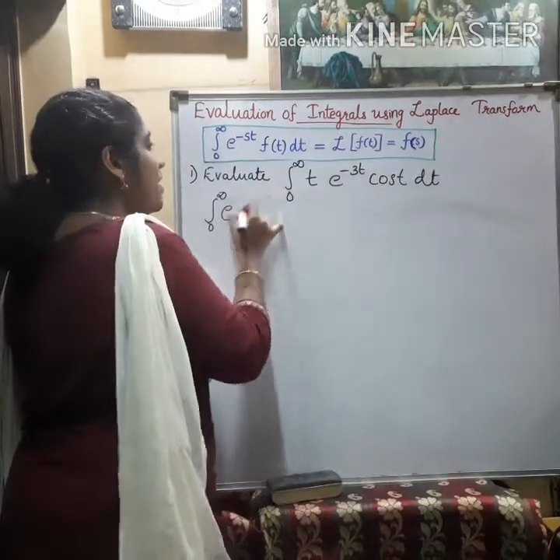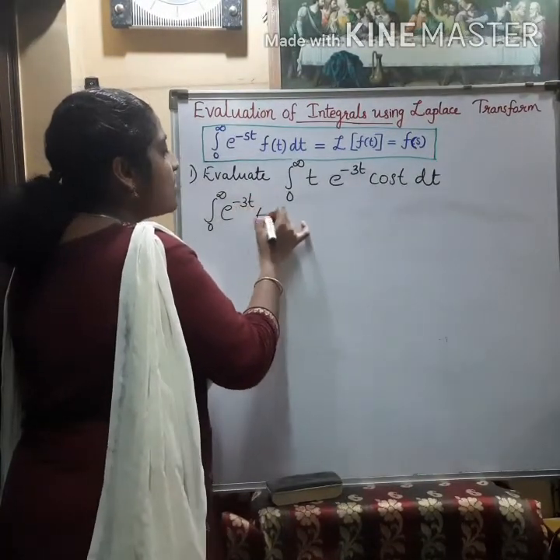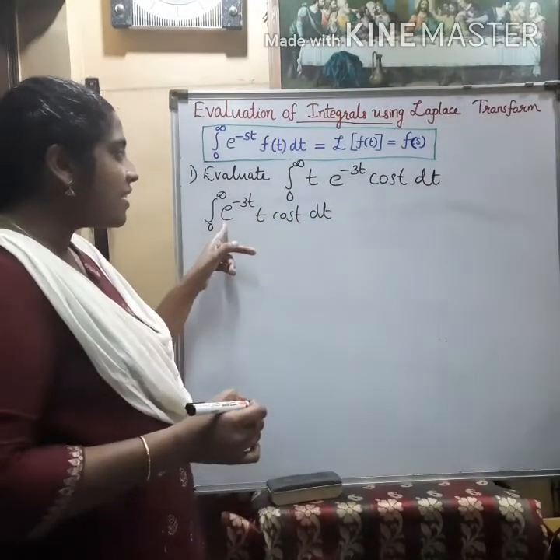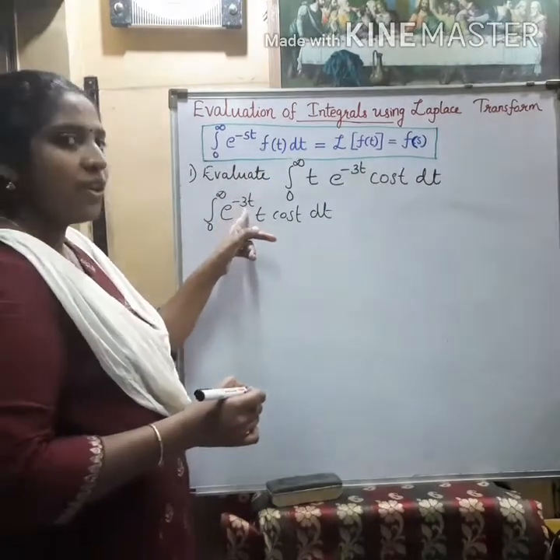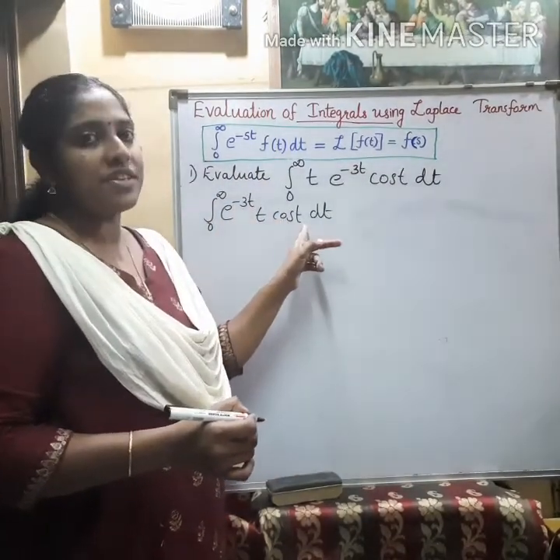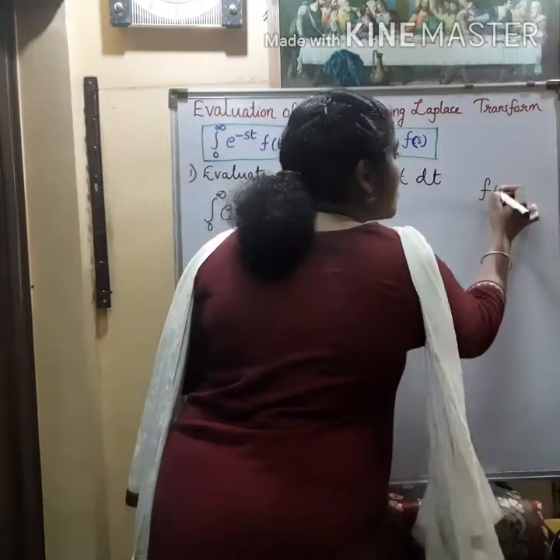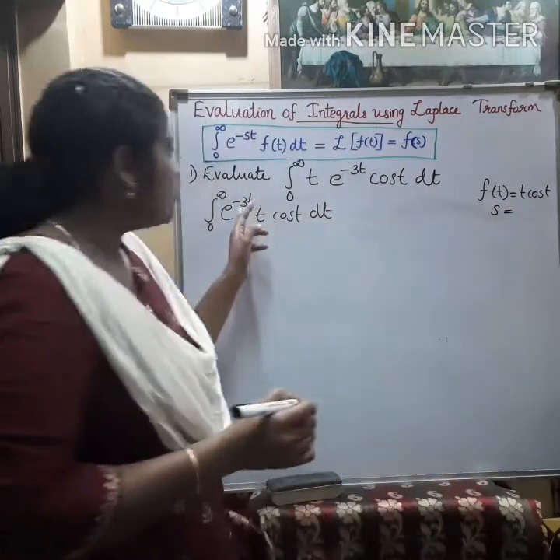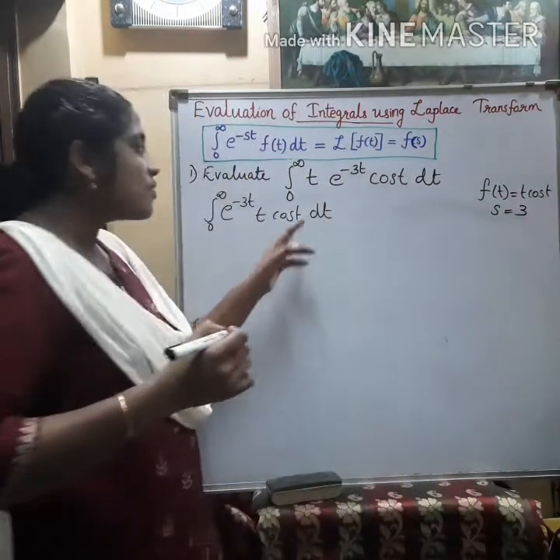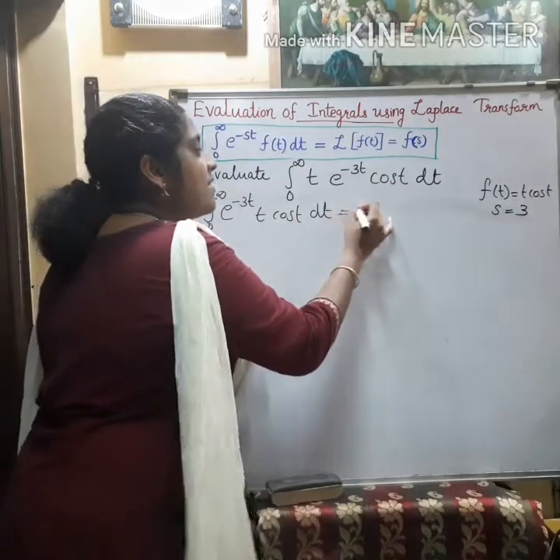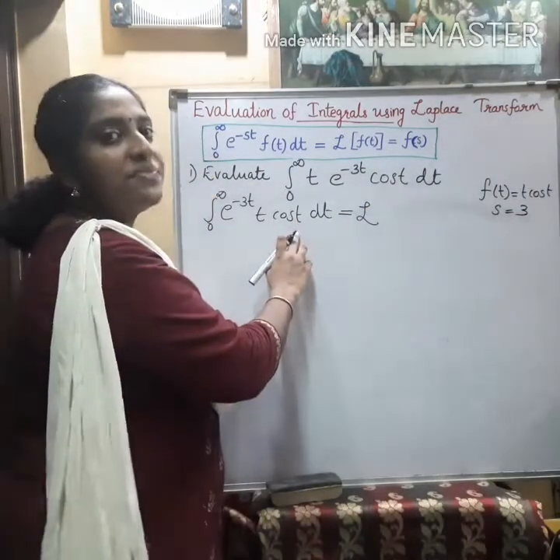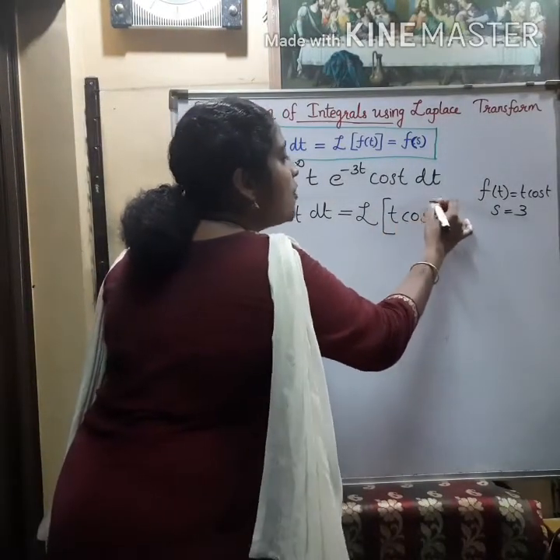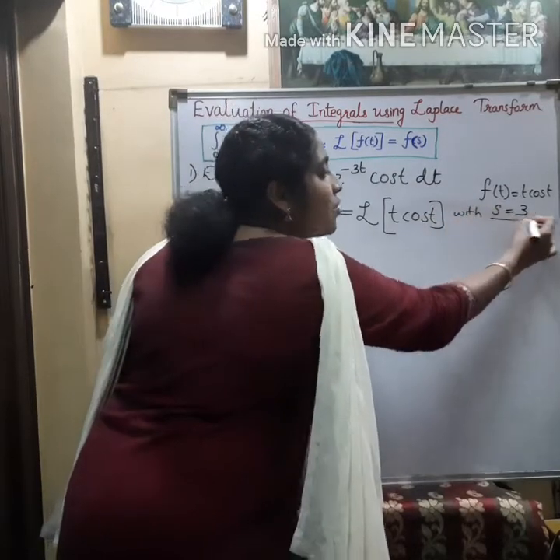See, this will be e raised to minus 3t t cos t dt. So what is the function here? E raised to minus st, that is s equal to 3. And f of t, what is our function here? T cos t. So in this question, the function is t cos t and s is equal to 3. So the given question is directly the Laplace transform of which function? T cos t. So what we have to find out is the Laplace transform of t cos t with s equal to 3.